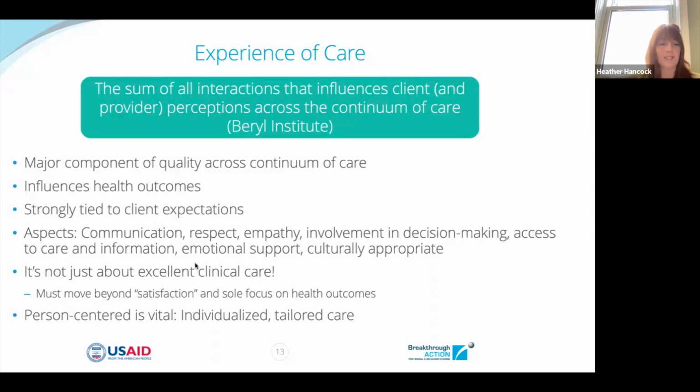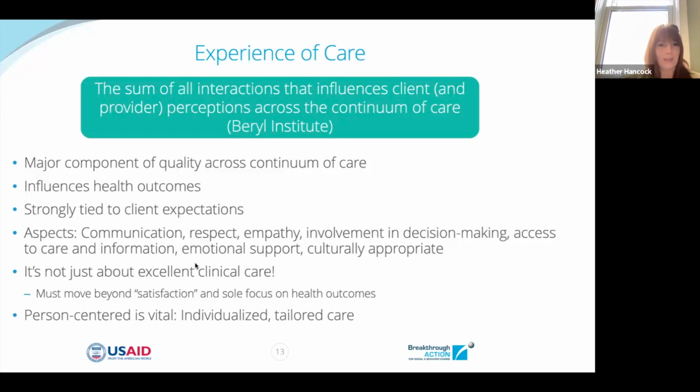And then finally, I'll just add that when we're thinking about experience of care, it's also important to consider a provider's experience of care, not just clients. And so we need to think about provider well-being, stress, their burnout levels. That's also important in their ability to provide quality care.